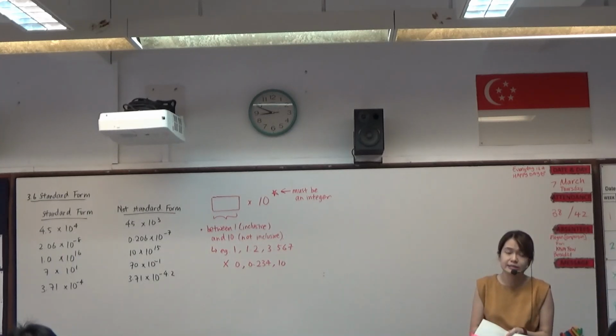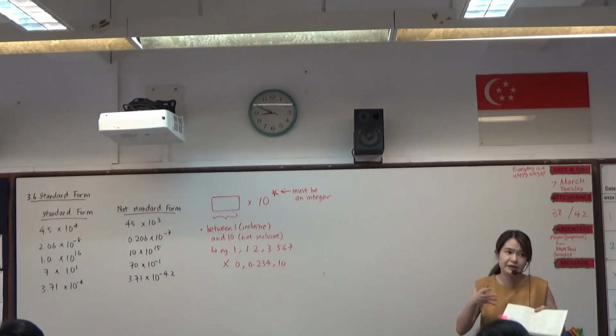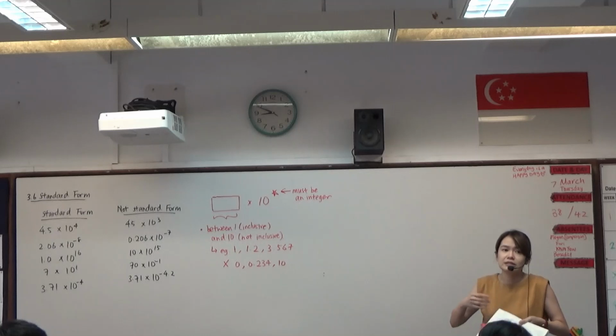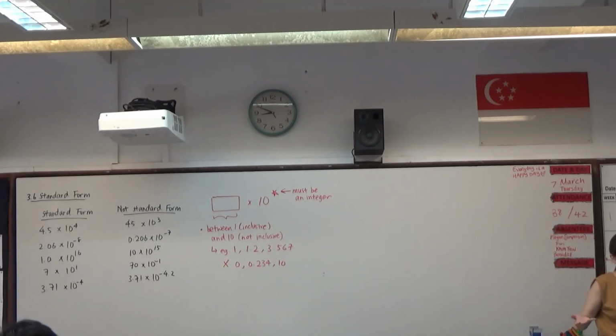Because in science itself, there are numbers that are very, very, very large or very, very, very small. For example, the distance from here all the way to the moon, or the distance from here all the way to the sun. These are all very large numbers, and we have certain units for it. Therefore we want to express these very large numbers in a neat manner. That's why we introduce standard form.